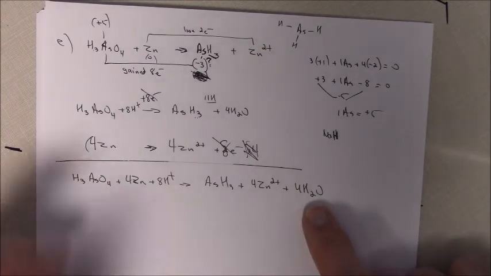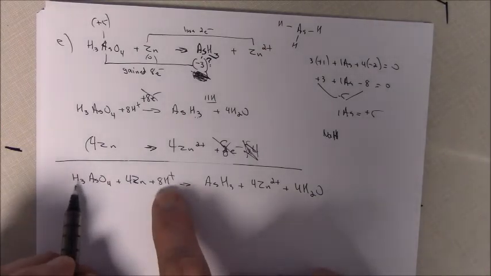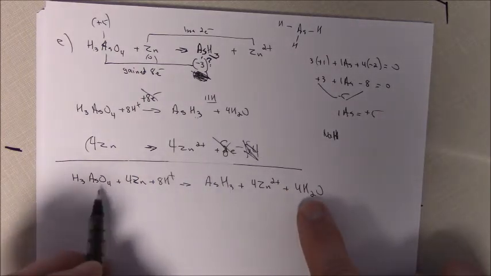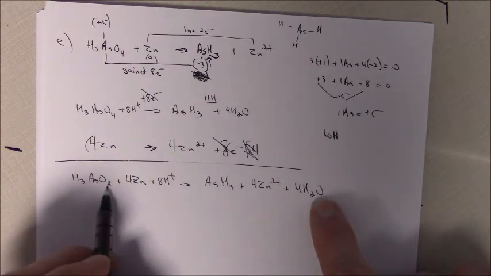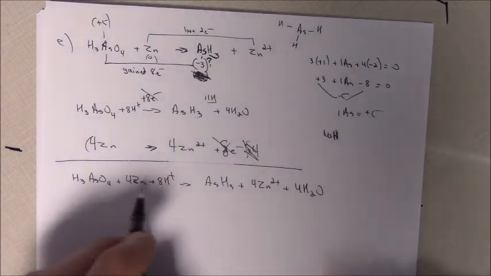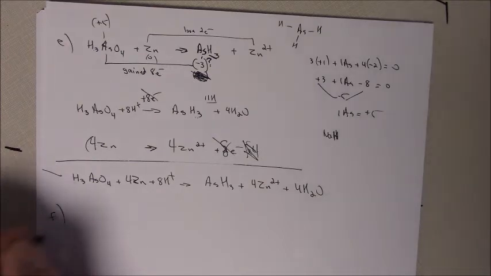So let's check. 11 H's, 11 H's, 4 O's, 4 O's, 1 arsenic, 1 arsenic, 4 zinc, 4 zinc. Already did the H's. Looks good.